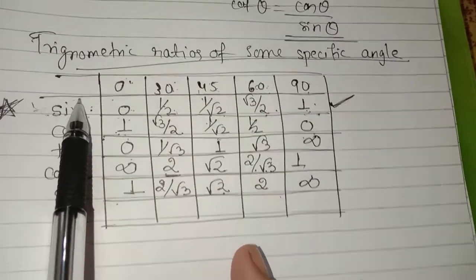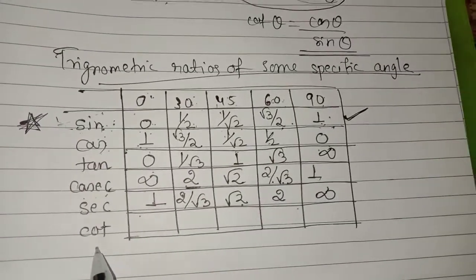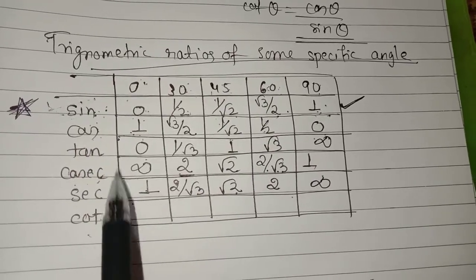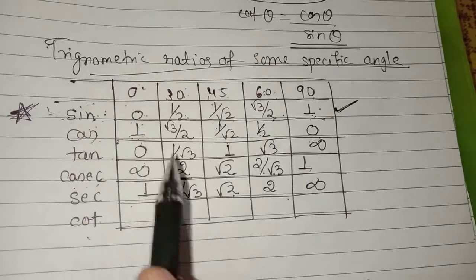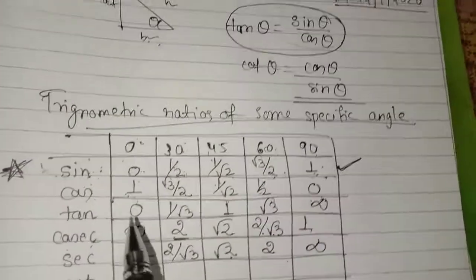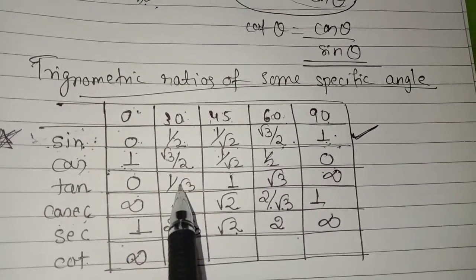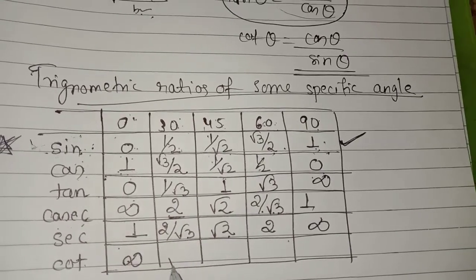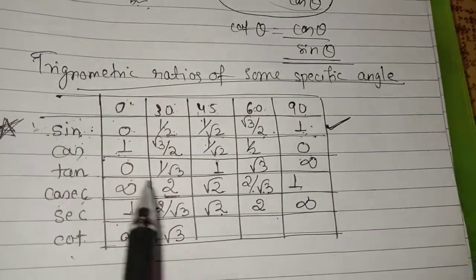So let's move now to cot. As we all know, cot is the inverse of tan. So tan 0 is 0. So cot 0 is what? It is undefined. Tan 30 is 1 by root 3. So what is cot 30? Inverse of 1 by root 3 is root 3.